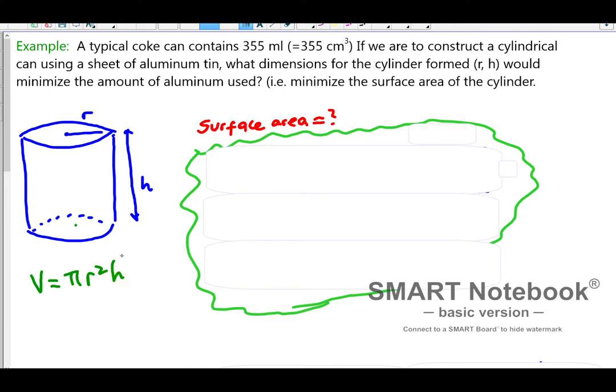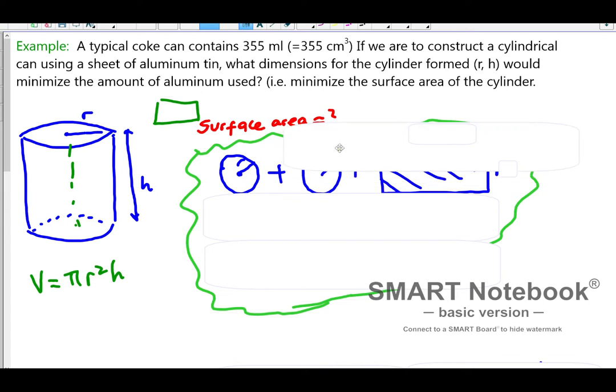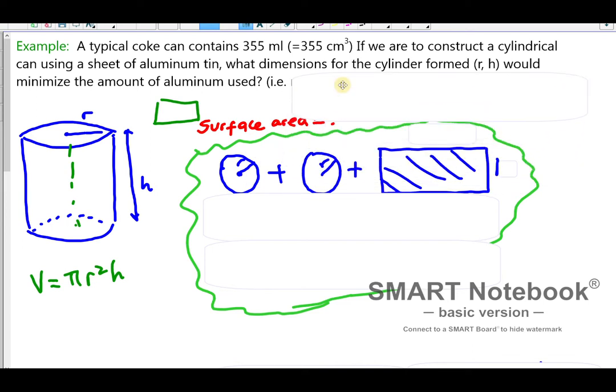On the other hand, surface area is more complicated. Surface area is you have a top circle, the bottom circle, and you have the side panel of the cylinder. And if you cut open the side panel, if you cut it from here and open it up, it actually turns into a rectangle. So you have really circles and a rectangle for the surface area. So that's what we have, two circles and a rectangle.